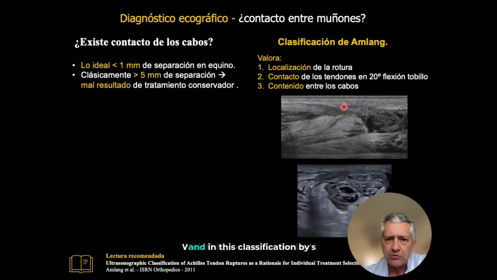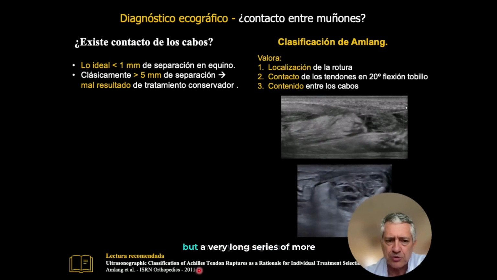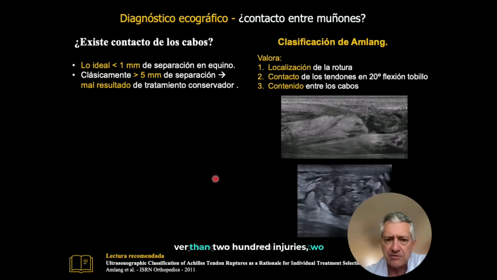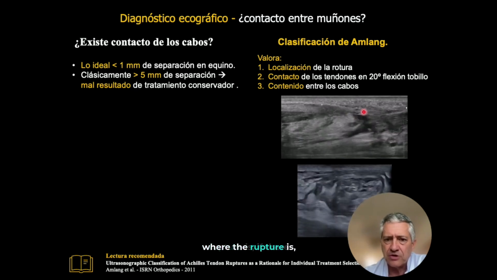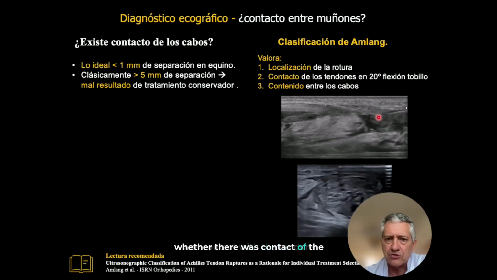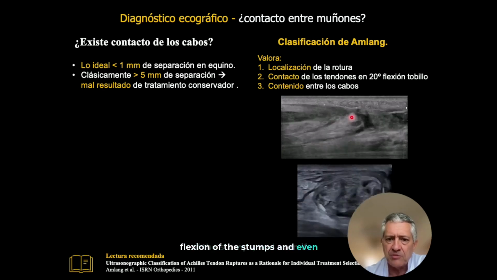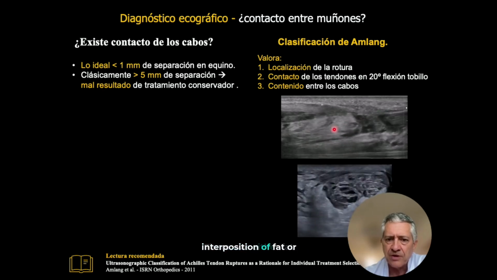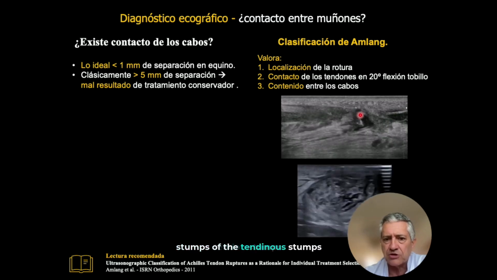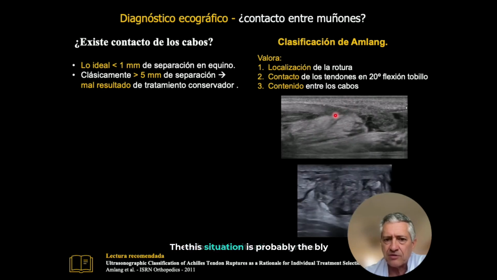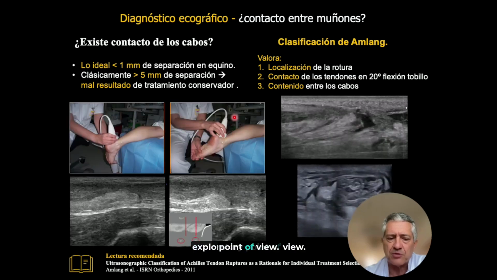With this we can end in this classification by Amlan made many years ago, but a very long series of more than 200 injuries establish very clearly where the rupture is, whether there was contact of the tendons at 20 degrees of flexion of the stumps, and even whether there was an interposition of fat or some hematoma among the tendinous stumps themselves. Therefore, this situation is probably the most important in ultrasound from an exploratory point of view.